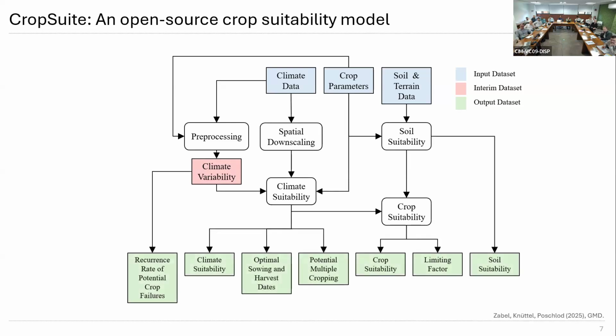And then we have a lot of different outputs that are really interesting. From climate variability, we can calculate the recurrence rate of potential crop failure. We get the climate suitability. We get optimal sowing and harvest dates in the model. We can consider multiple cropping, and that's really interesting for integrating different cropping systems, especially in Southeast Asia and other regions. We have the crop suitability. Also, we can look at the limiting factors. So is pH limiting, is precipitation limiting, or temperature? And we also output the soil suitability.